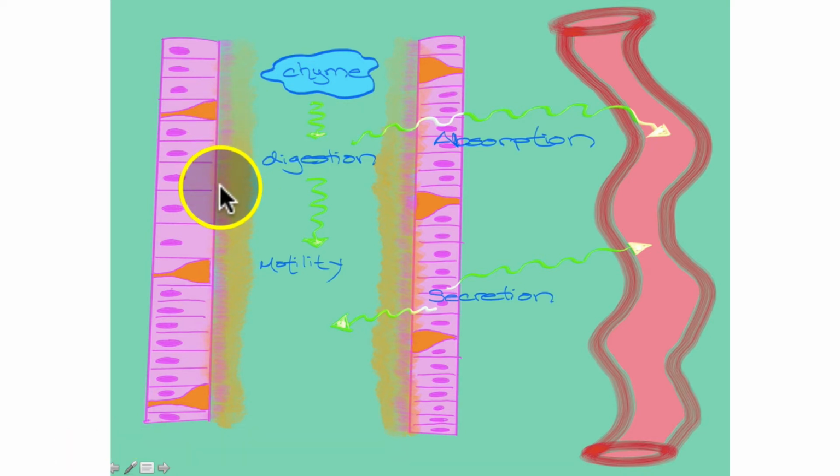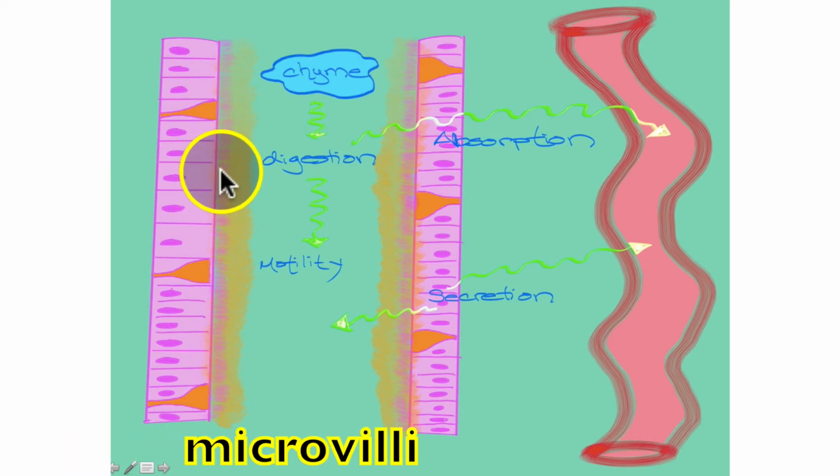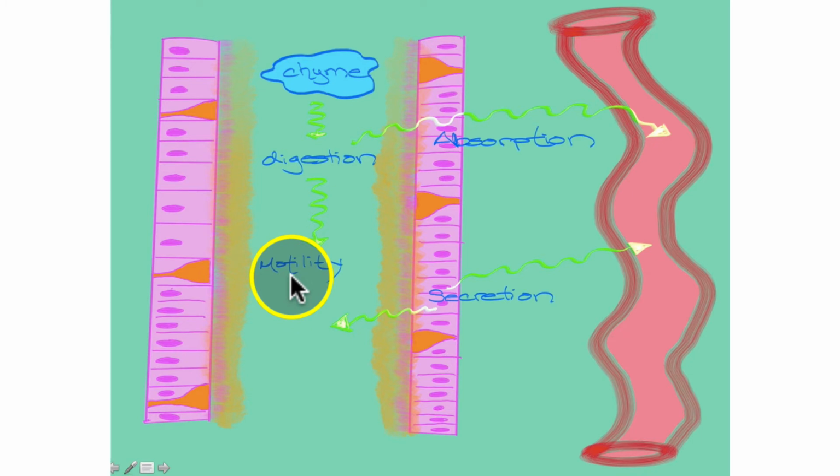Oftentimes we also see microvilli. Microvilli increase surface area of cells on the apical surface of the cells to allow more activity in and out of cells. So motility is movement of the bolus or the chyme through the GI tract. And motility serves two purposes. One, it breaks down the food or the bolus to increase the surface area for digestive enzymes to gain access to different molecules and substrates within that food. Motility also helps push the products from point A to point B through the gastrointestinal system.